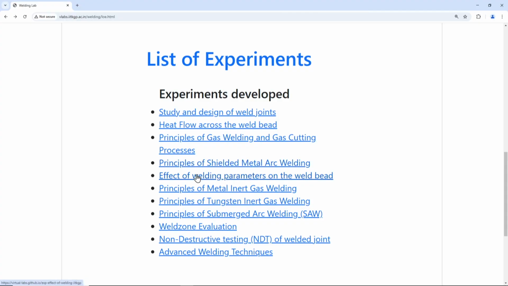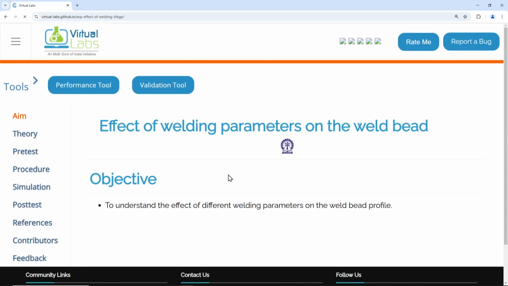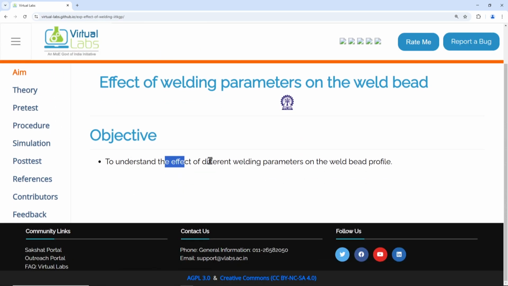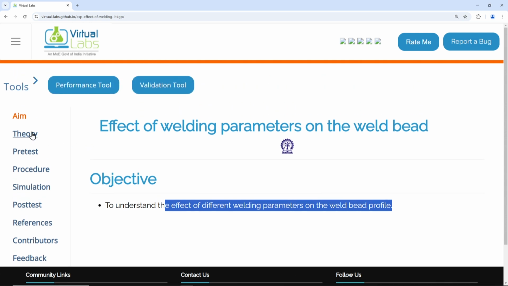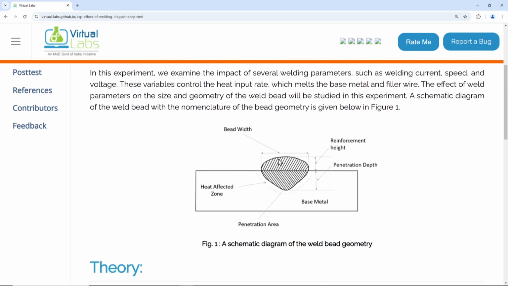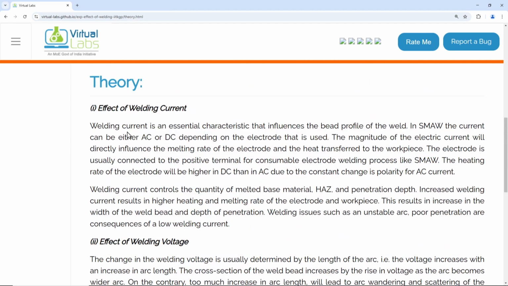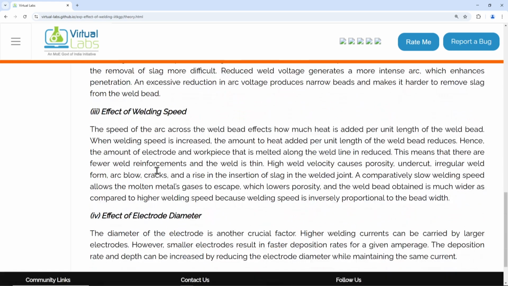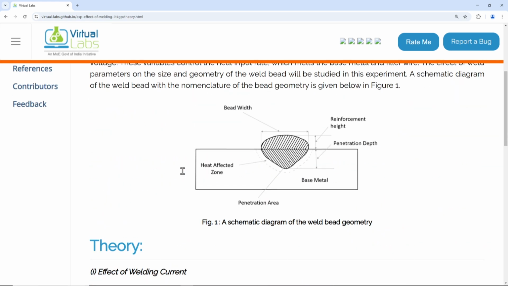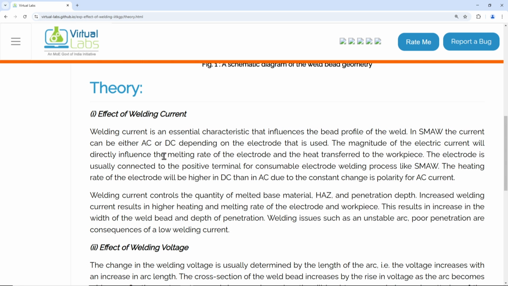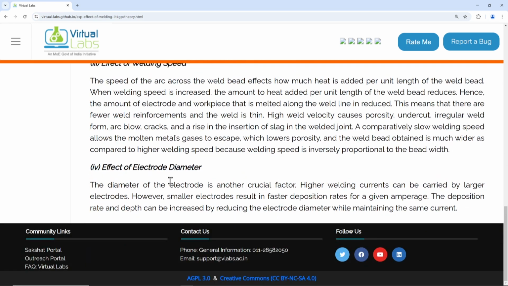Let me pick this experiment: effect of welding parameters on weld bead. To understand the effect of different welding parameters on the weld bead profile. Theory: what is the construction of the weld bead? So bead width, heat affected zone, base material, reinforcement height and penetration depth, all of the different dimensions are given here. Then the theory about the weld bead: effect of welding current, effect of welding voltage, effect of welding speed, effect of electrode diameter. These are the 4 parameters that determine the bead size, shape and quality: welding current, welding voltage, welding speed, electrode diameter.